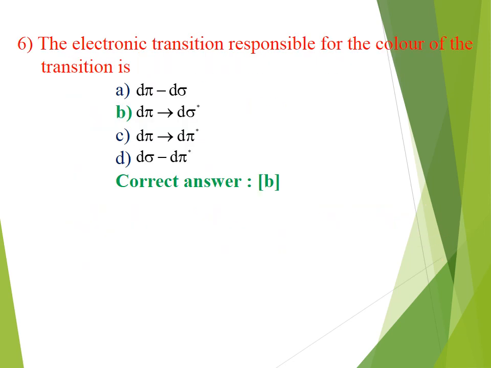Question number 6. The electronic transition responsible for the color of the compound is. Here the correct answer is B, d pi to d sigma star transition. Here that transition is responsible for the color of the compound.